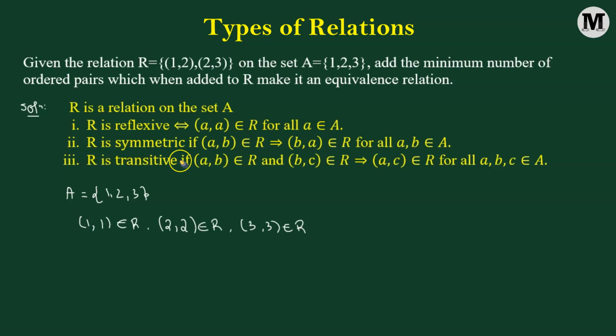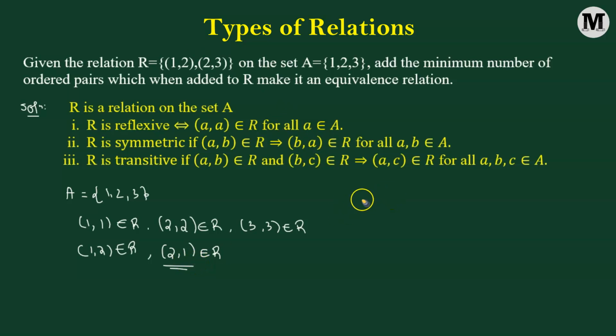For symmetry, if we have the ordered pair (a, b) belonging to R, then (b, a) must also belong to the relation R for all a and b belonging to the set A. Now in our case, in the relation we have (1, 2) belonging to the relation R. For R to be symmetric, it demands that the ordered pair (2, 1) must also belong to R. So we need the ordered pair (2, 1).